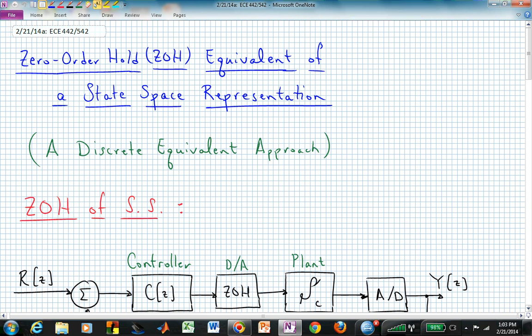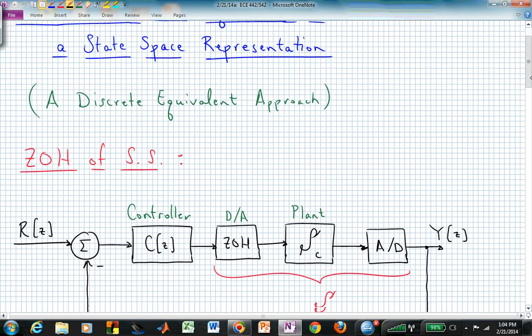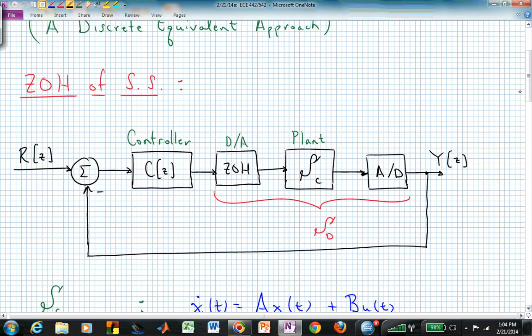What I would like to do in this presentation is to derive or develop the equations that allow us to go from a continuous time state space representation into a discrete time state space representation using a zero order hold equivalent. This is a discrete equivalent approach among many, but the zero order hold equivalent makes sense when we are trying to apply it to a system that's represented by the block diagram that's shown right here.